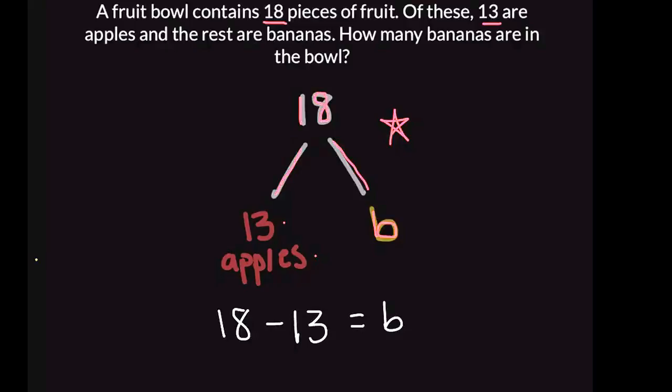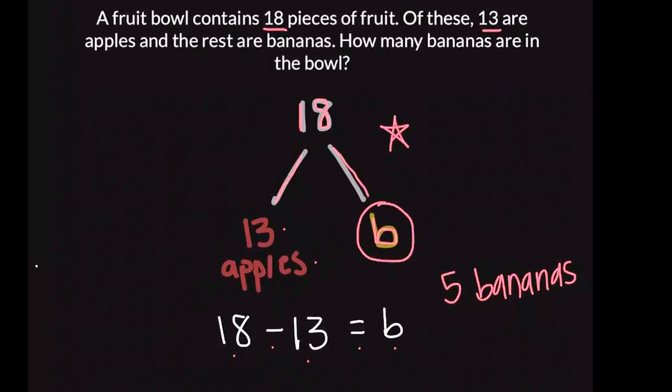In order to solve this problem, I took the total amount of fruit in the bowl, which was 18 pieces. I'm subtracting the apples to figure out how many bananas, represented here with a B, are in the fruit bowl. So 18 minus 13 would give me 5. So that means there are 5 bananas in this fruit bowl. So this time we were looking for one of the addends instead of the total.